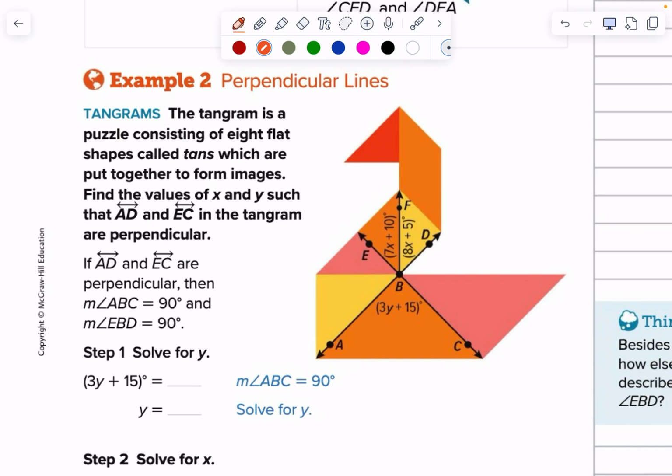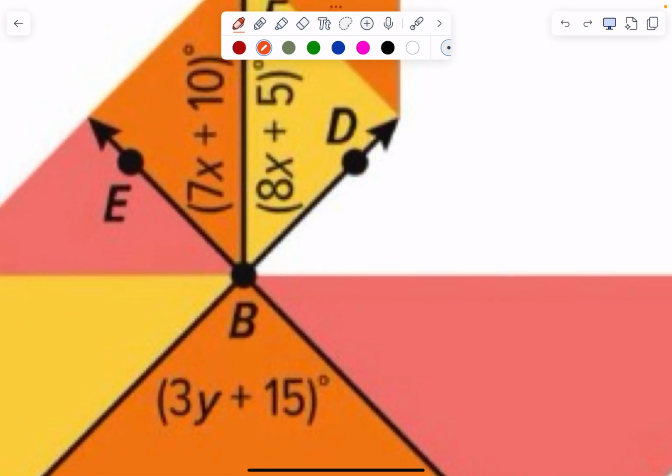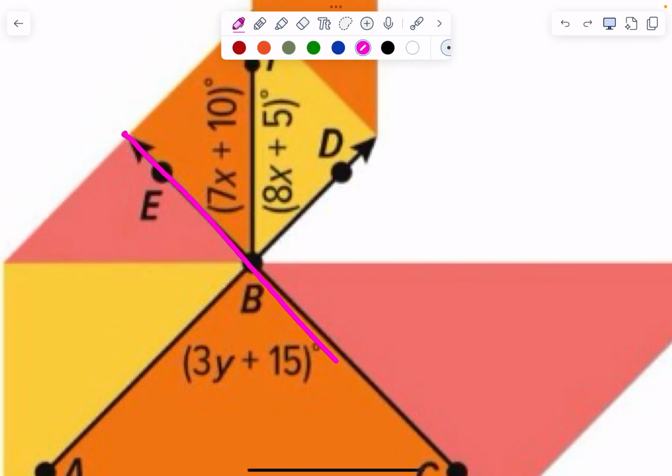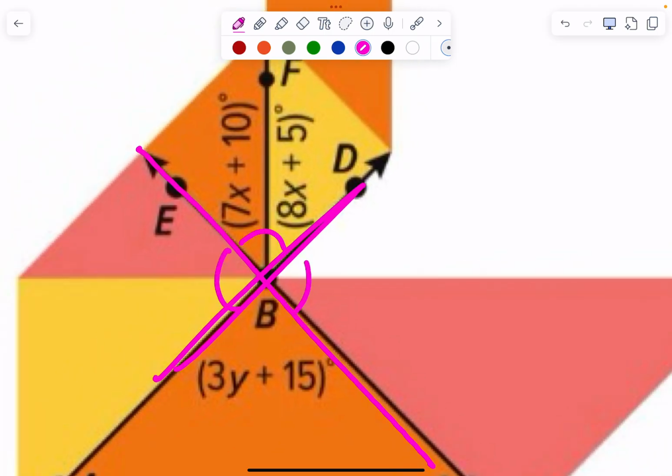The tangram is a puzzle consisting of 8 flat shapes called tans, which are put together to form images. Find the measure of x and y such that AD, which is this guy, and CE are perpendicular. Okay. AD and CE are perpendicular. This guy and this guy are perpendicular lines, which means this is 90, this is 90, this is 90, this is 90. Right?